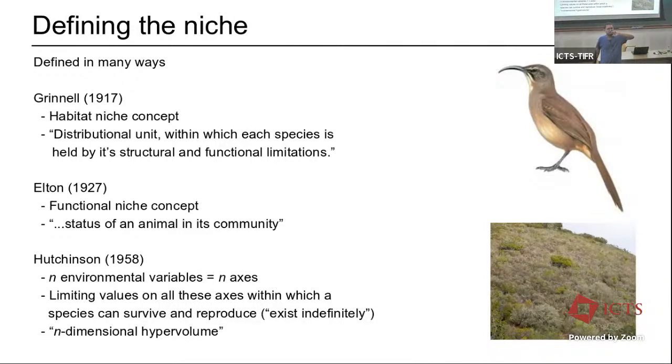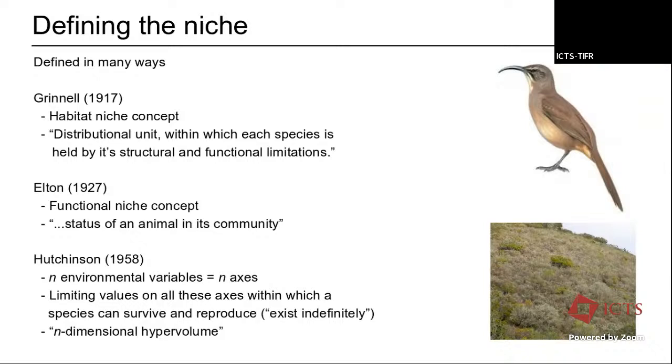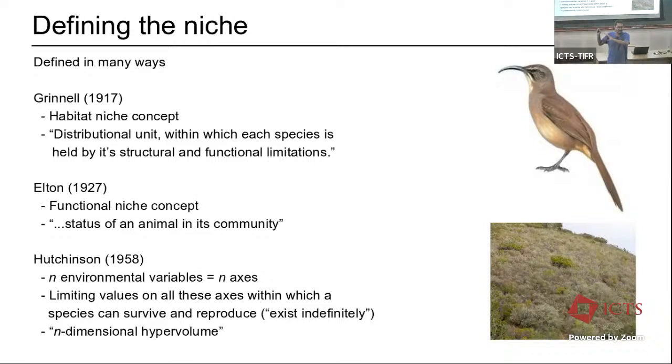When you say n environmental variables, does it always have to be abiotic? Like, the interacting species, the other species which are interacting with it. Interactions between species as well. Yeah, they're also considered. That's also sort of implicit in that definition of the niche, where you've got environmental variables.